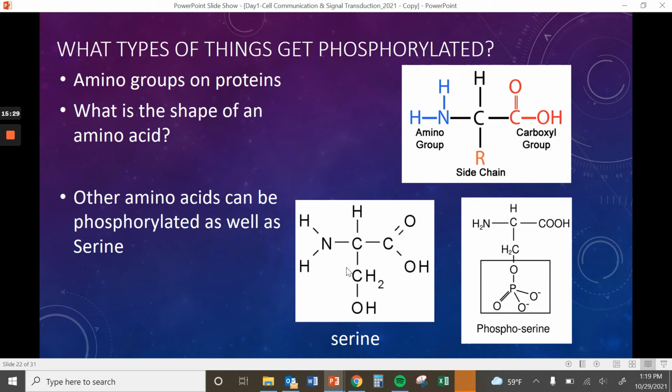There are several amino acids that are phosphorylated quite often. Serine is one of them, as well as tyrosine and threonine. Do you need to memorize these? No, but just know that multiple different types of amino acids can be phosphorylated, and that can, again, make some sort of conformational change in the shape of the enzyme and therefore change the function of the enzyme.